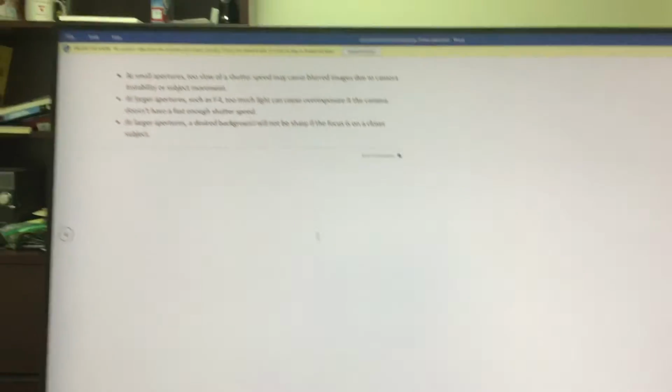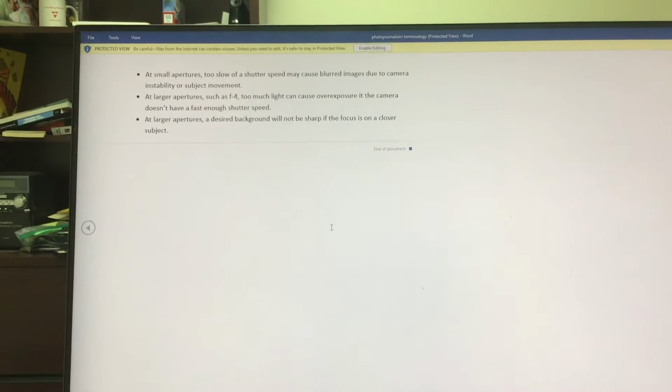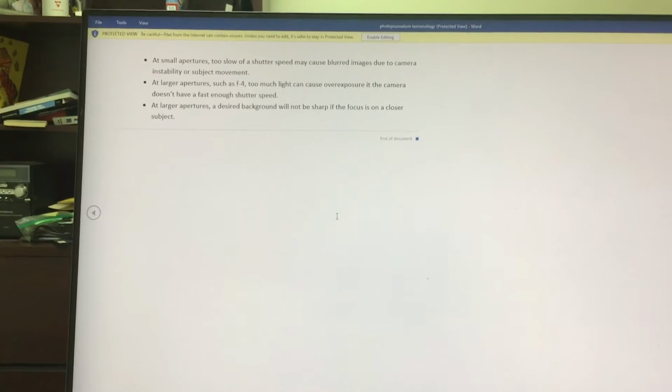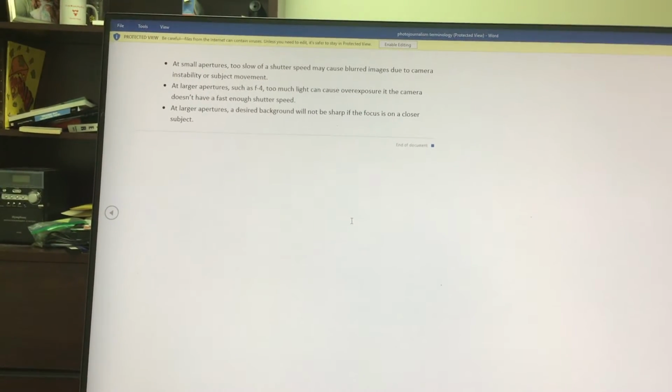Well, let's look at the pitfalls of larger apertures. At larger apertures, too much light can cause overexposure, and a desired background may not be in sharp focus. Because remember, those larger apertures are usually going to give you a more shallow depth of field.